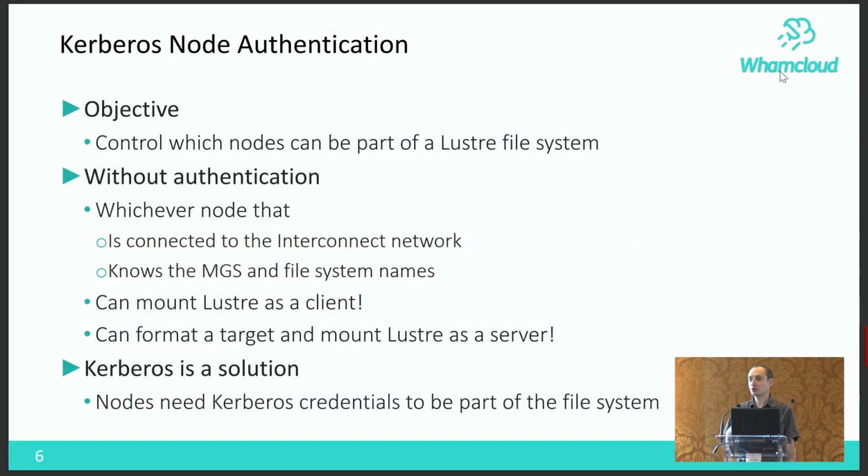So imagine that you want to control which nodes can be part of a Lustre file system. Without Kerberos, any client that is on your interconnect network and knows the address of the MGS can just mount Lustre as a client. But even worse, you can add a new target to an already existing file system. And so all the regular users would store their data on this newly and potentially evil target. So Kerberos is a solution for that.